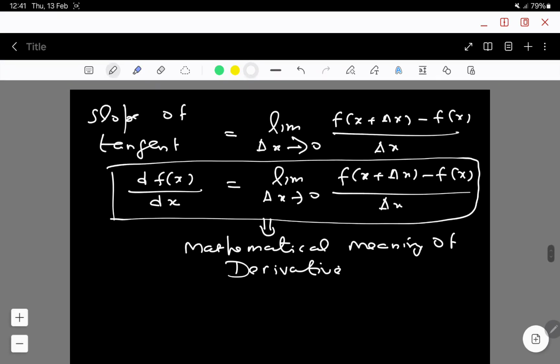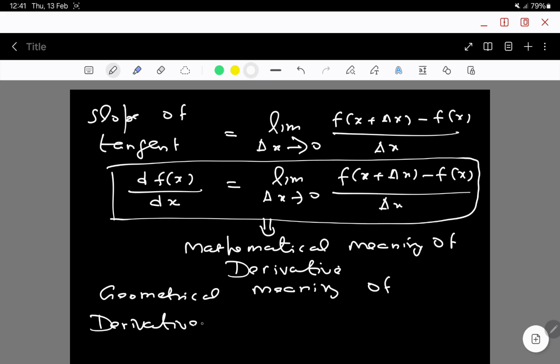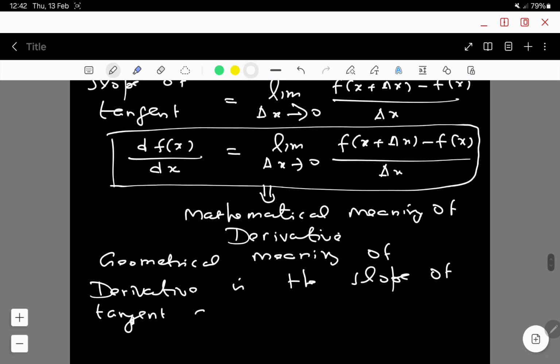So what is the geometrical meaning? The geometrical meaning of a derivative is the slope of tangent at a given point. That is the geometrical meaning.